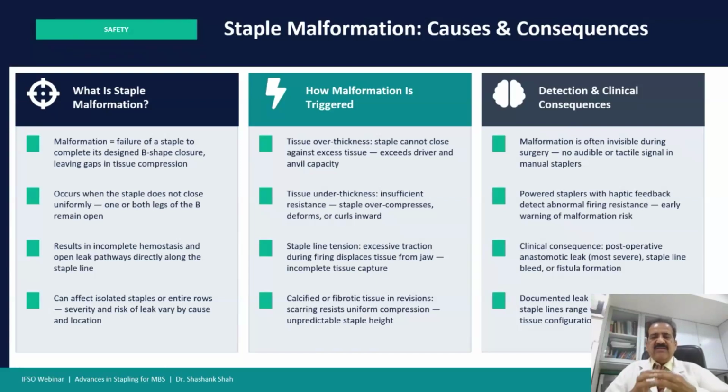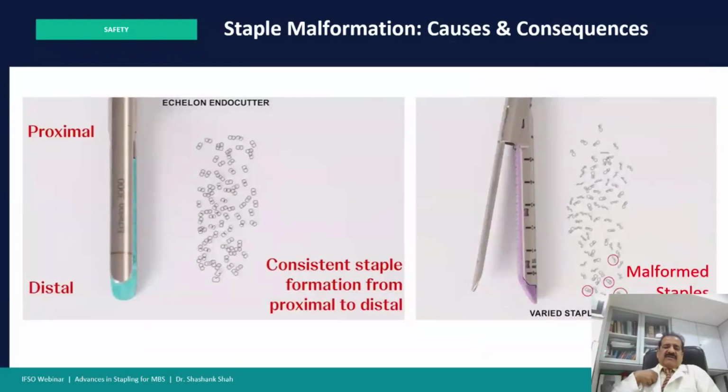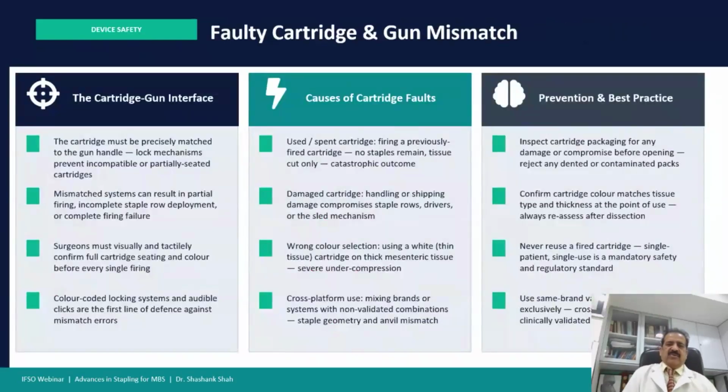Now, malformation can happen because of tissue over-thickness or very thin tissue, inappropriate choice of a cartridge, very scarred or very thick tissue, or sometimes when a surgeon tries to use one cartridge with some other gun. There are two types of staple formation: one is the consistent staple formation, and there are variable height staples, which is getting advanced. The advantage of variable height staples is that there is something for hemostasis, there is something for better grip, and this debate goes on. Cartridge gun interface is important. The cartridge must be precisely matched to the gun handle, with a lock mechanism.